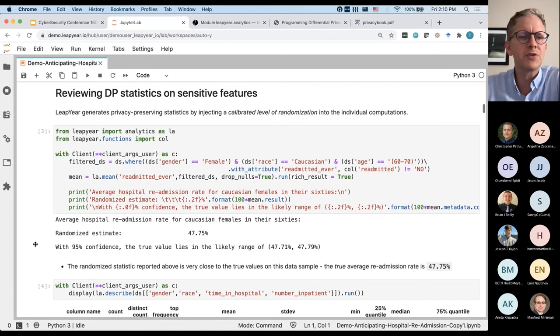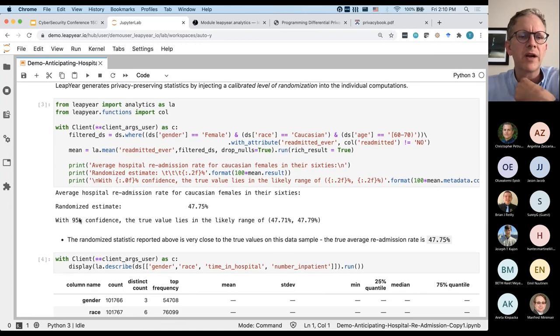So then I want to perhaps do something useful with this data. I want to run a query that's going to look at Caucasian females and look at the hospital readmission rate for this subgroup. And without belaboring the code, I'll just say that I get a number back, and this number is 47.75%. And I also get back some context that tells me that this number is actually quite close to the true number. The likely range, we call this the randomization interval, is just within a few percentage points, essentially like a rounding error of the value that's been returned here.